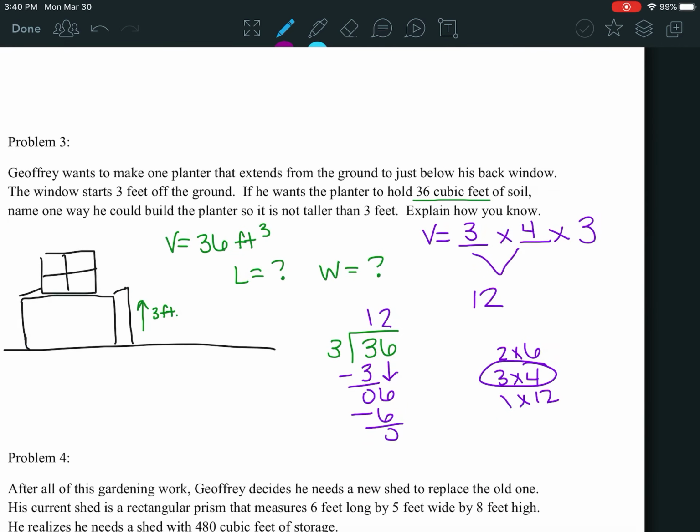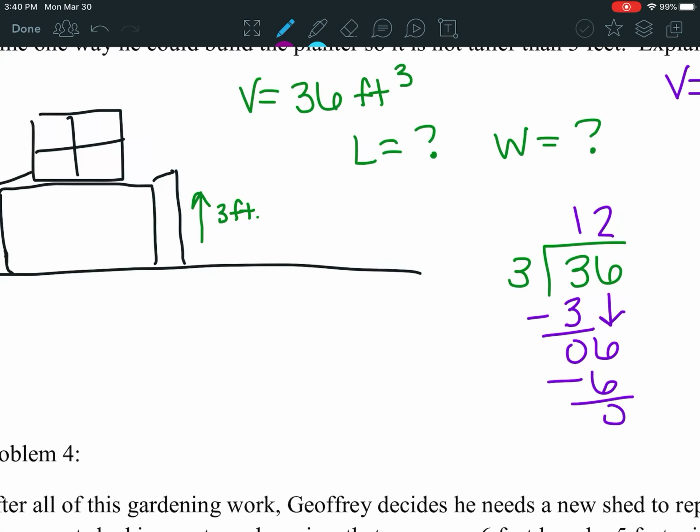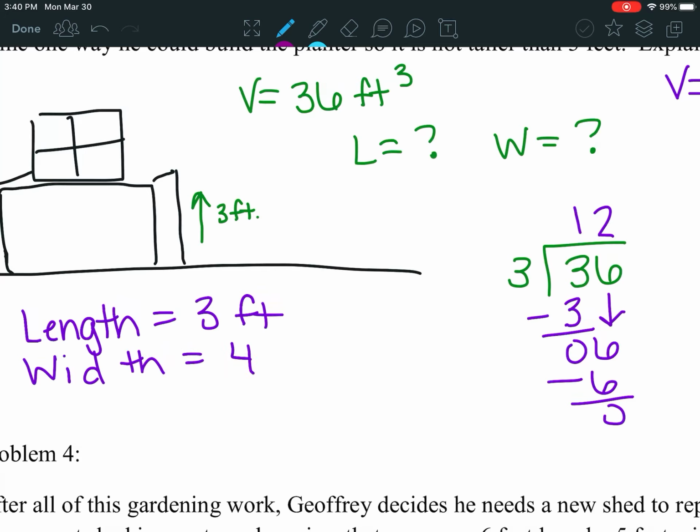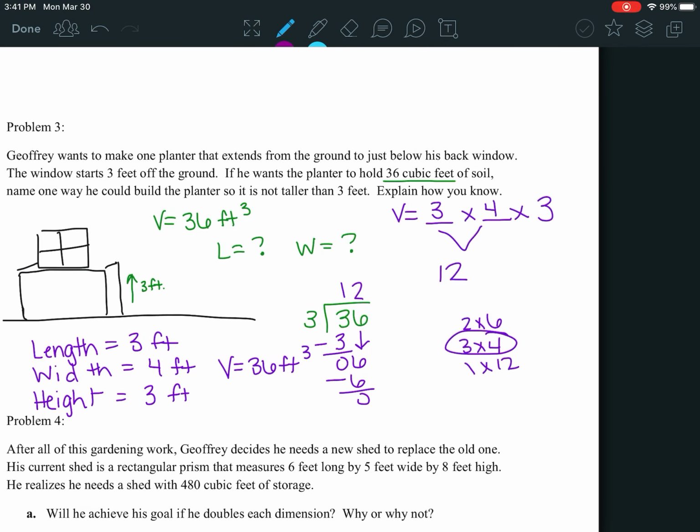So the question says, name one way it could be built. Well, our length is going to equal 3 feet. Our width is going to equal 4 feet. And our height was given to us, and that is equal to 3 feet, for a total volume of 36 feet cubed. And that is your lesson today.